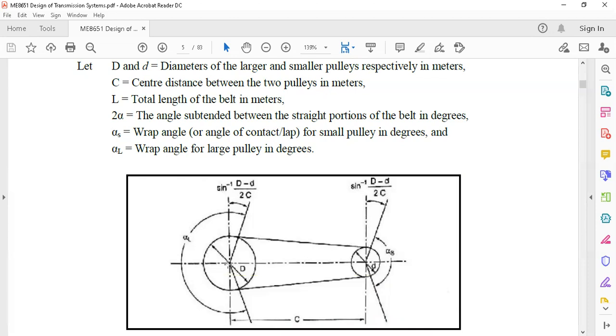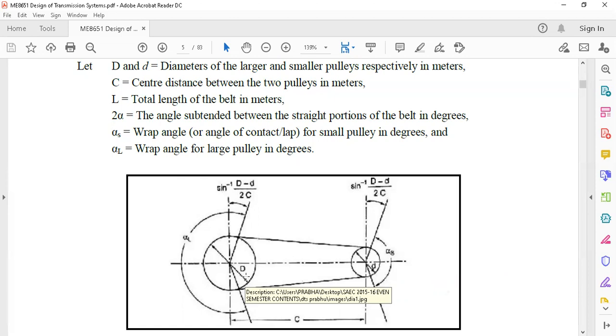Okay, the distance from the center point of the larger pulley to the center point of the smaller pulley comes under center distance. Sometimes they also call it center distance in the sense that they calculate the smaller thing, which comes under radius. Okay, and then what is the wrap angle of the smaller pulley?